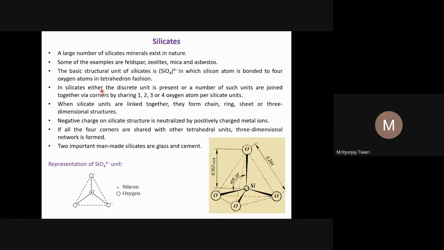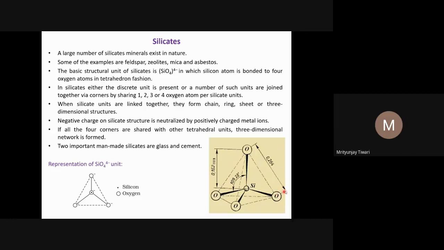In silicates, either a discrete unit is present, or a number of such units are joined together via corners by sharing 1, 2, 3, or 4 oxygen atoms per silicate unit. So between two SiO3 groups, one oxygen will be shared. This oxygen will also form a bond with another SiO3 unit, so that will be another tetrahedral unit. So if one tetrahedral unit is associated here, it will form a linear chain.